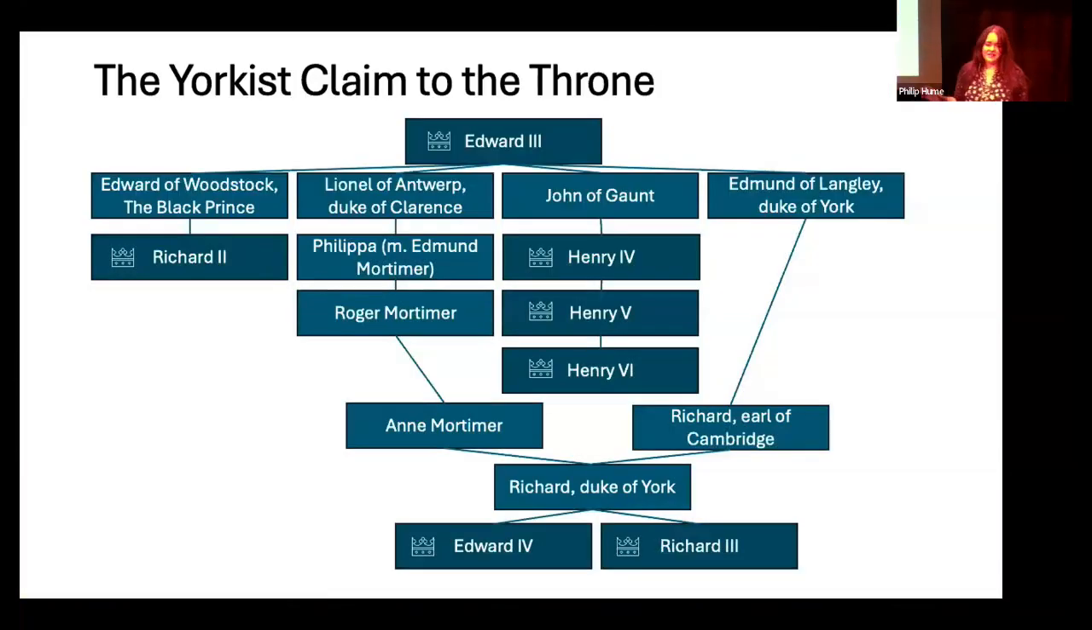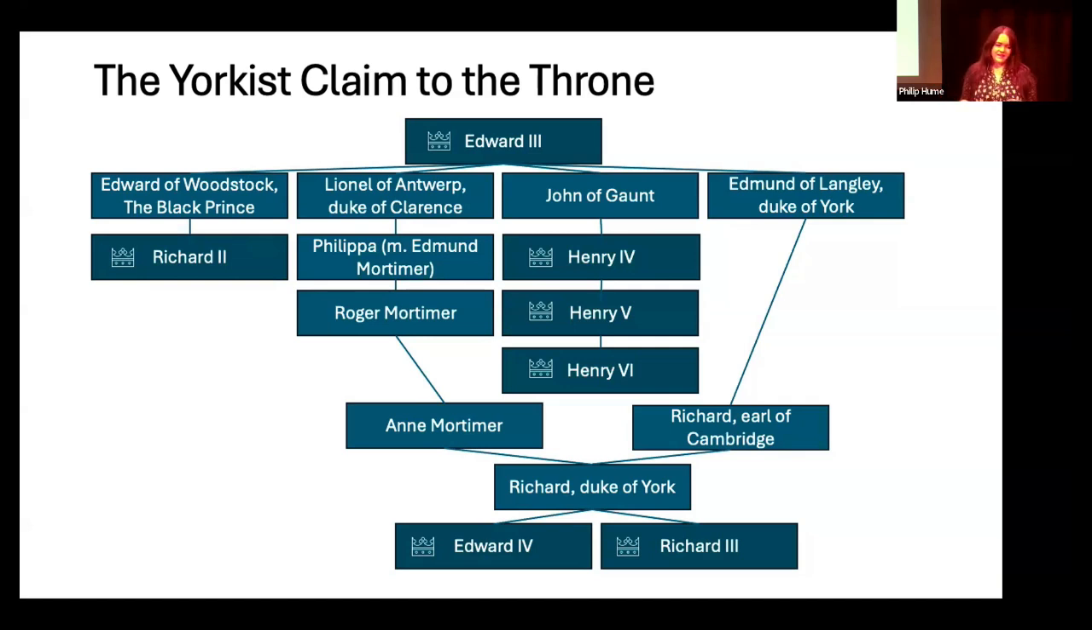So just as a quick refresher, I'm sure some of you will have seen this many times in your life if you have anything to do with the 15th century, but I'm going to give you a quick overview of the Yorkist claim to the throne, as this is very relevant for my talk. So Richard, Duke of York, is descended from two of the sons of Edward III. He is descended from Edward III's second surviving son, Lionel of Antwerp, the Duke of Clarence, and from Edmund of Langley, the Duke of York.